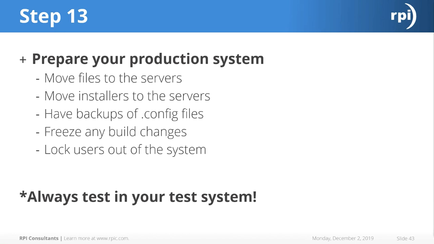Again, I know these are very repetitive, but step 13, prepare your production system. Move your files to your production servers, move your installers there. Make sure you have your backups of your config files. Definitely freeze any build changes after a certain date. You definitely want to make sure nobody is in your production system making any configuration changes. Of course, users will need to be in the system, viewing documents and things like that, but we definitely don't want any build changes being done.